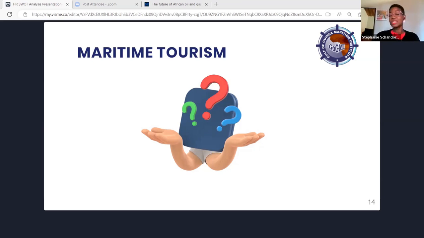So can anyone just quickly tell me why maritime tourism is so important? Maybe just unmute and speak if you can, or you could drop it in the chat if for some reason you can't speak. Otherwise, the floor is open. What makes this sector so unique? What makes maritime tourism such a unique sector?